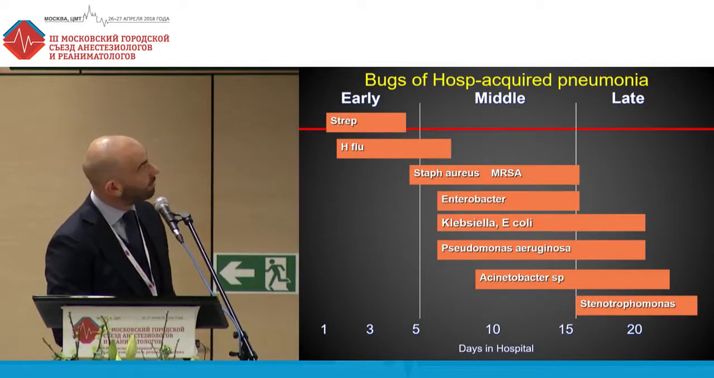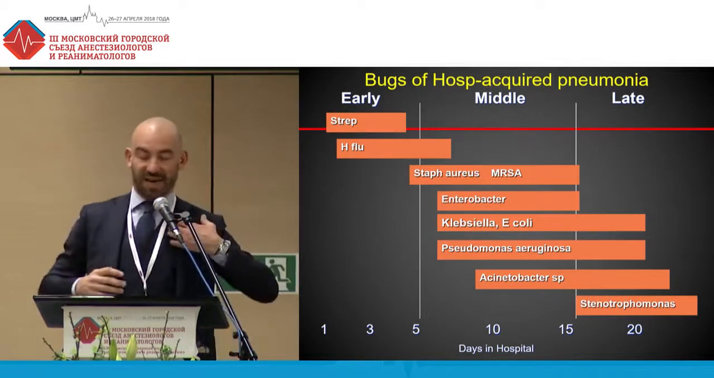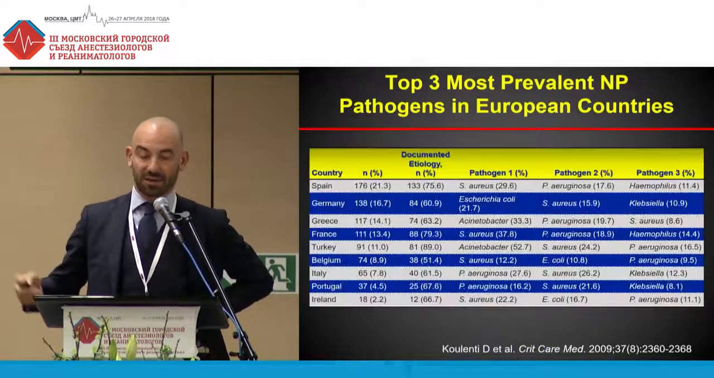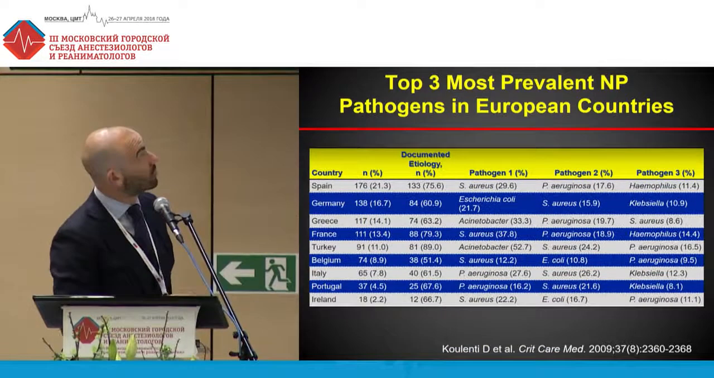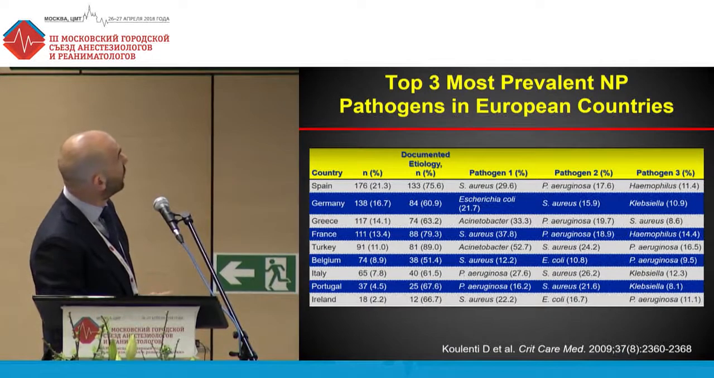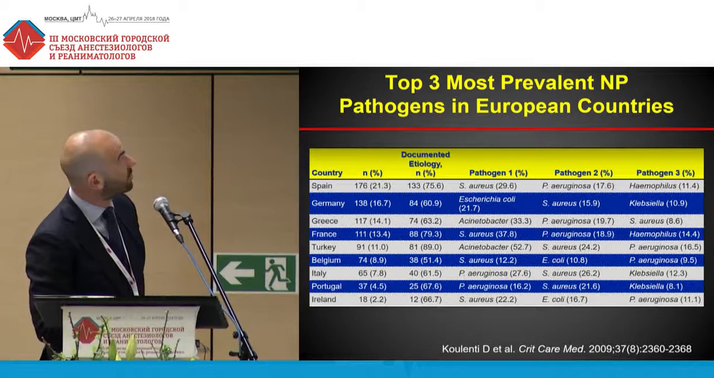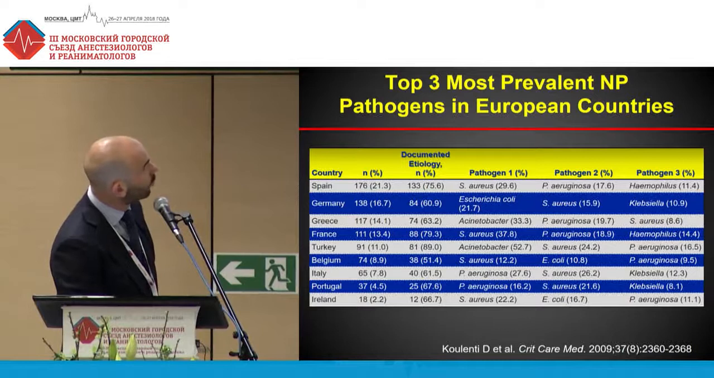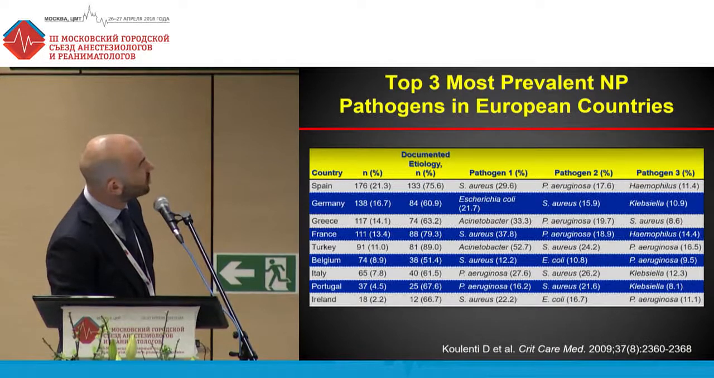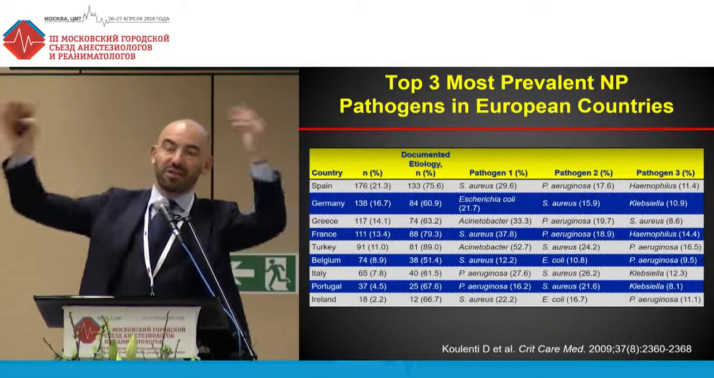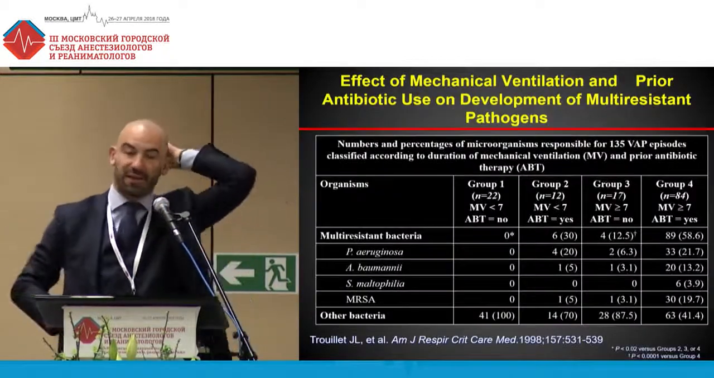In general, the key pathogens that we have between day 5 and day 15 are Staph and Enterobacteriaceae plus Pseudomonas. When we look at the top 3 most prevalent nosocomial pathogens in the European countries, you can see that these countries report different pathogens, but overall we can have Staphylococcus aureus first, or Pseudomonas aeruginosa, or sometimes other Enterobacteriaceae. In general, Staph aureus and then Pseudomonas aeruginosa. We can have them first, second, or third. So these are the most prevalent bugs.